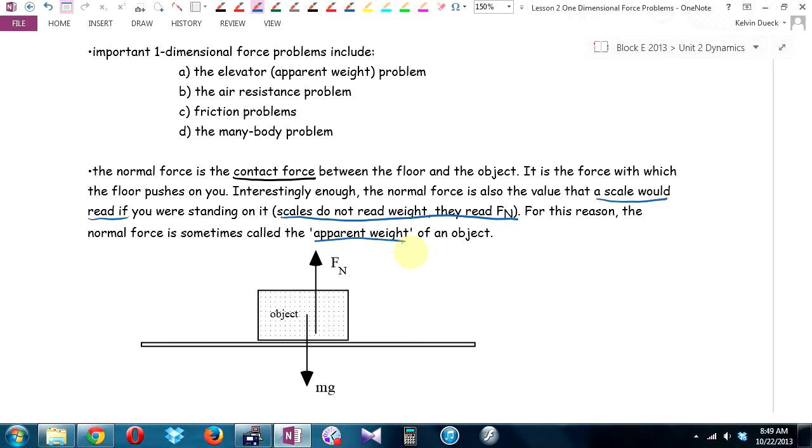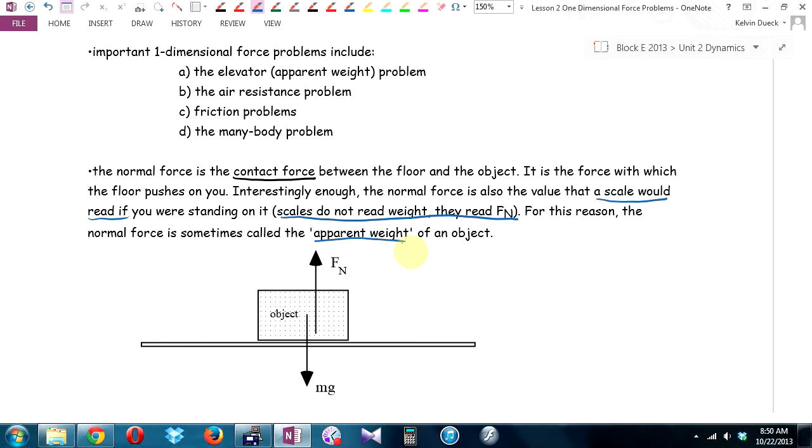How many of you have been on the elevator before? Does your mass change on the elevator? Do you gain atoms or lose atoms when you're on there? No. Why do you feel heavier and lighter? We change the normal force. It's what any good roller coaster does. Any good roller coaster mucks around with the normal force.